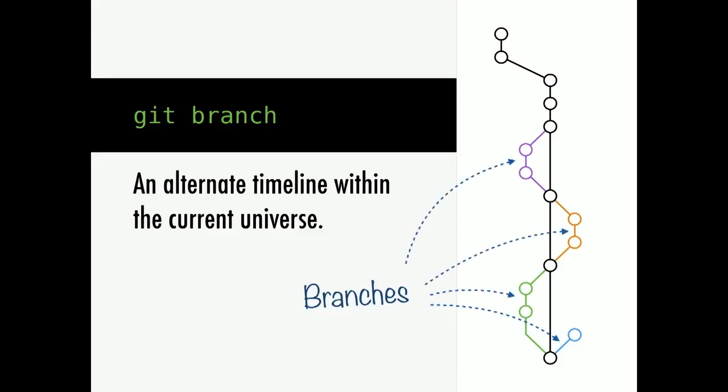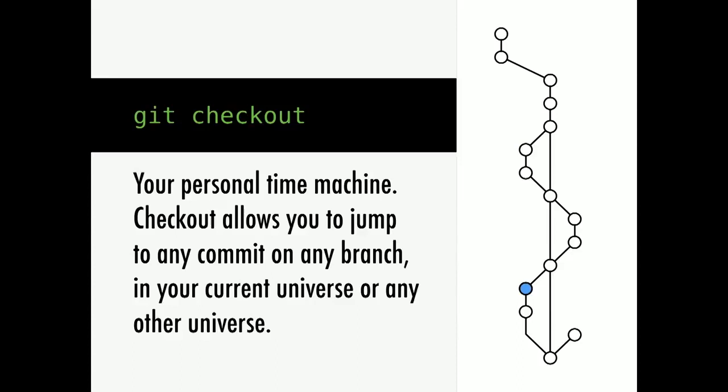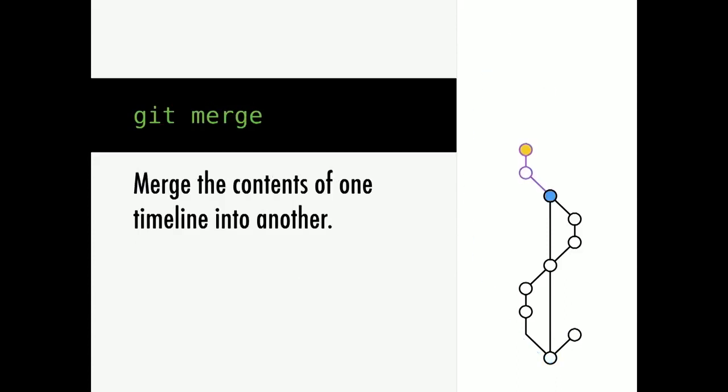Once you create branches, you can jump to any branch at any time and any commit within that branch at any time, and you can make as many as you want. A Git checkout is a time machine. It allows you to jump between the branches, and it allows you to jump between the commit points. Merge is when you take 2 timelines and merge them together.